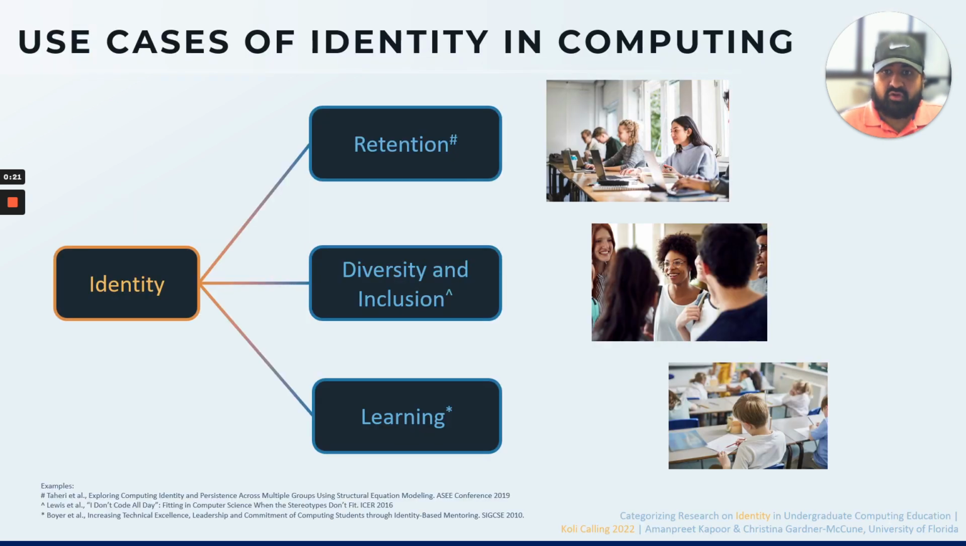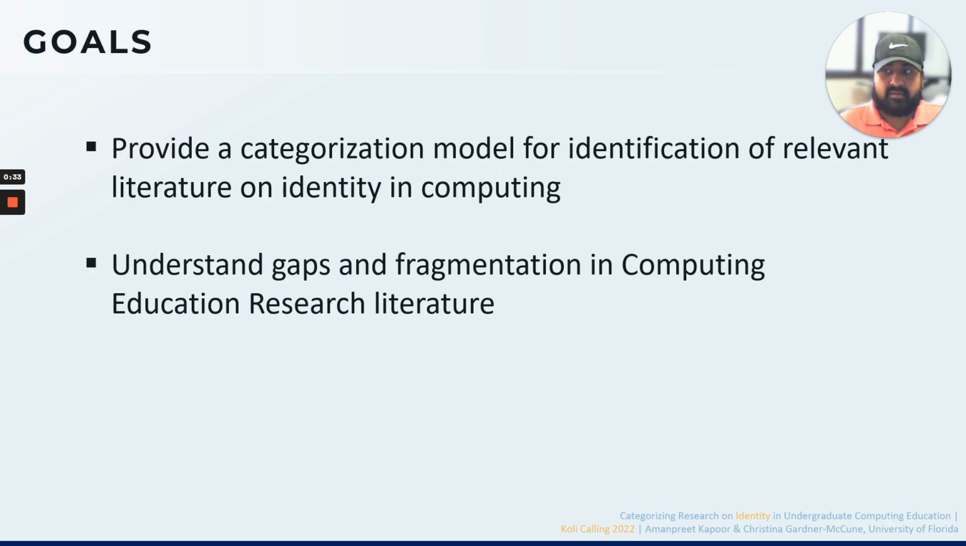Identity has been used to explore a variety of problems in computing education research, such as improving retention, increasing diversity and inclusion, and enhancing student learning. Research in social sciences often suggests that identity literature is fragmented, with researchers building their work on siloed factions in prior work.